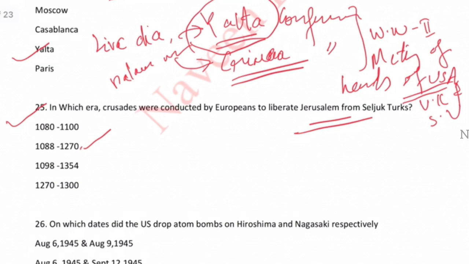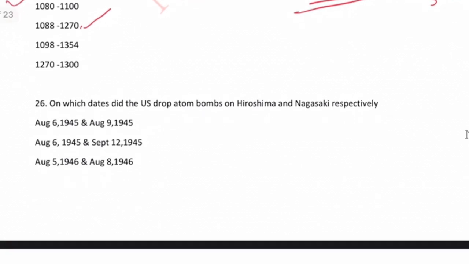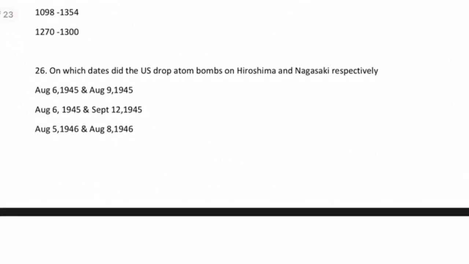On which dates did the US drop atom bombs on Hiroshima and Nagasaki respectively? This is a very important question, students. Question number 26. On which dates did the US drop atom bombs on Hiroshima and Nagasaki respectively? So do you know the dates? It is August 6, 1945 and August 9, 1945.